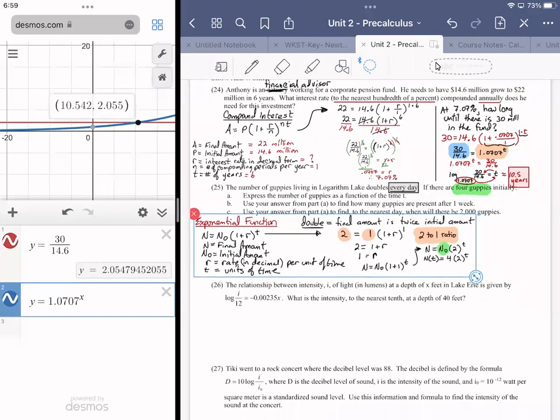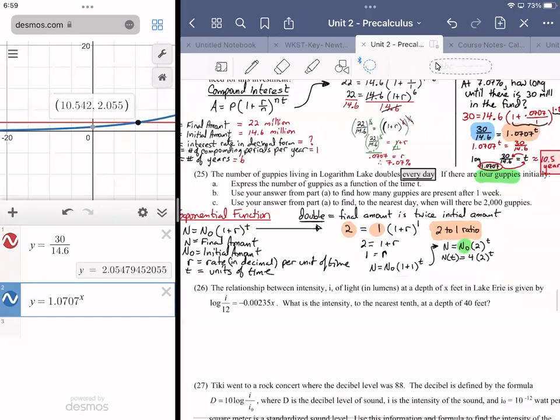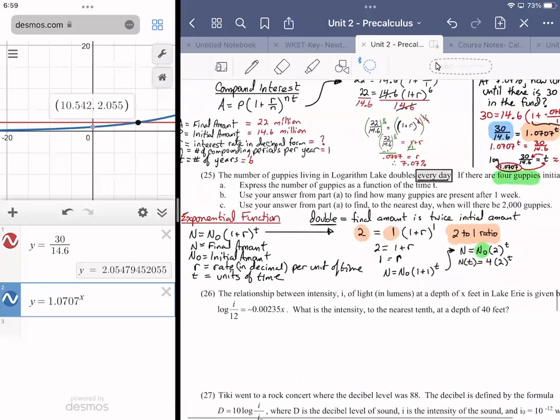But like I said before, that was the hard part. Once you get that, parts B and C are done. There's really nothing else to do. It's all calculator work. Because part B says use your answer to part A to find out how many guppies will be there after 1 week.